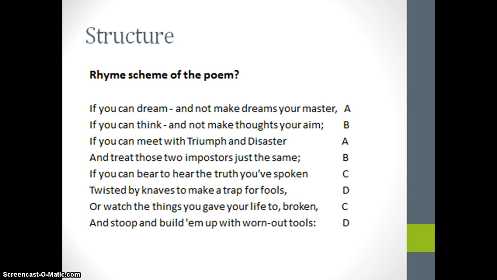So let's look at the rhyme scheme. Hopefully you should have something which looks like this. So for example, if you can dream and not make your dreams your master, so master, let's highlight that and write A beside it. We can see that master rhymes with disaster, so disaster should also be A. Then looking at aim, which rhymes with same, that should be B. Spoken and broken obviously rhyme together, so they're C. Fools and tools are D. So you can see that the rhyme scheme is A, B, C, D, C, D.